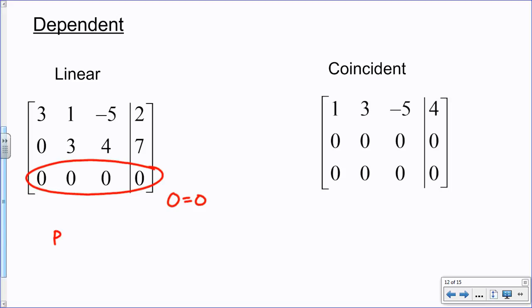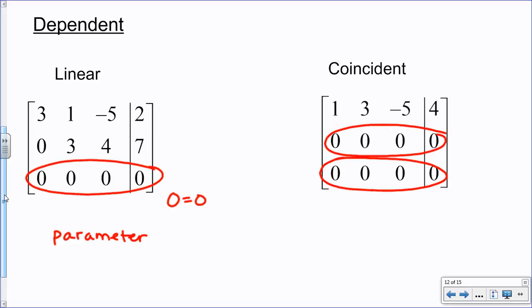So you write your solutions in terms of a parameter. We'll come back and do that for this in just a second. Let's go ahead and talk about this one. So coincident, you would get 2 rows of all zeros. That tells you all 3 equations were the same.